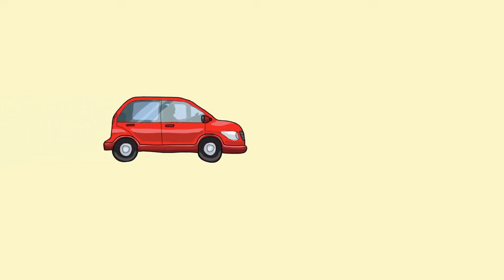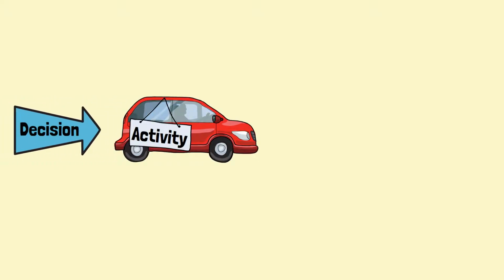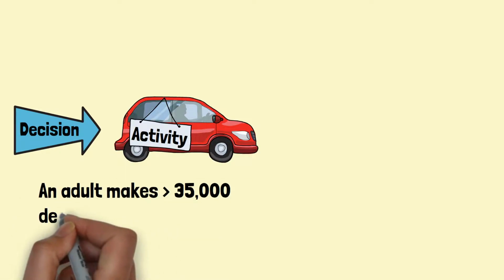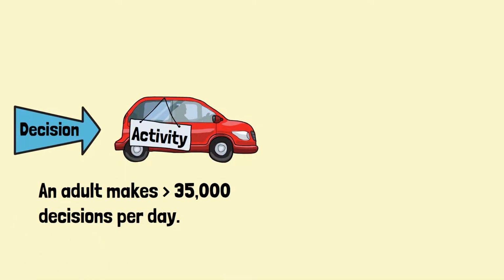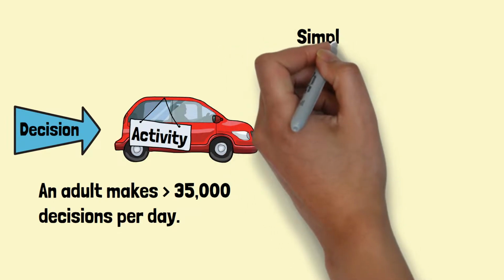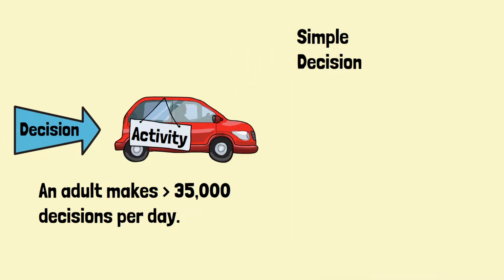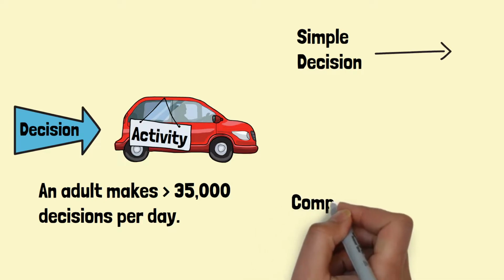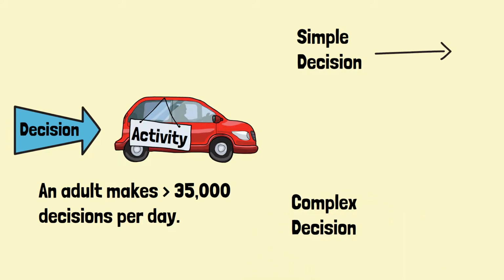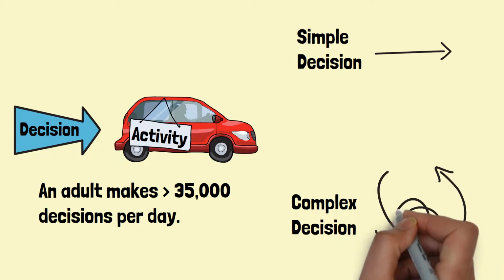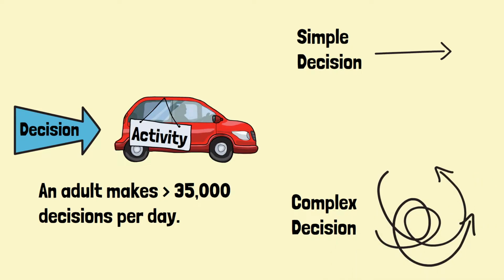Every day, our activities are driven by decisions. A study estimates that on average, an adult makes more than 35,000 decisions per day. Some decisions are simple and can be made instantly based on our gut feeling, like what to eat for lunch. But some complex decisions will require logical thinking, especially those that involve bigger commitment, like investing in property.